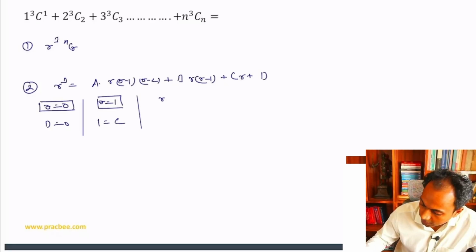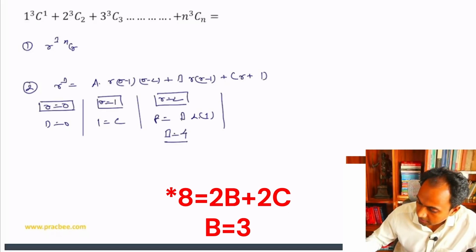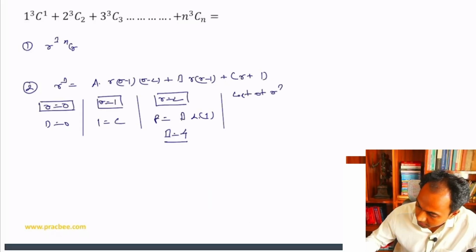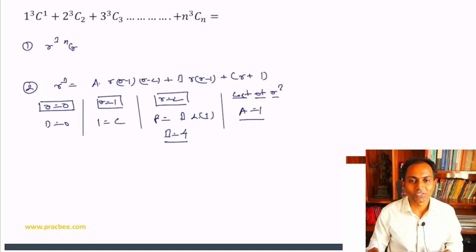Then we can put the value of r as 2. If I put the value of r as 2, this becomes 8. Then we'll have b into 2 into 1. So value of b comes out to be 4. And ultimately, if I compare coefficient of r cube on both the sides, the value of a comes out to be 1. So we have successfully applied our partial fractions in this question.